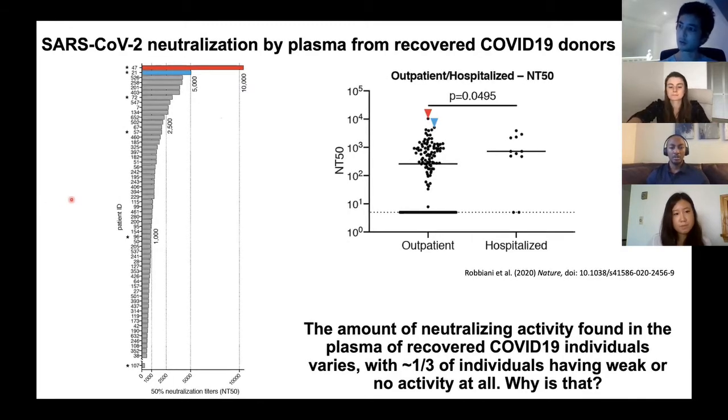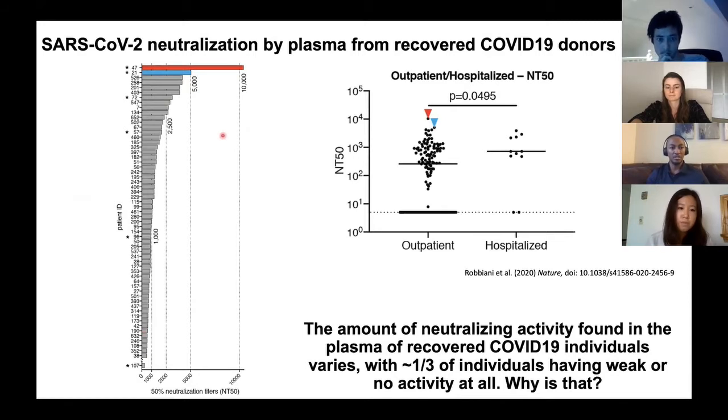So our collaborator at Rockefeller University, we collaborate with Michel Nussenzweig's lab at Rockefeller. And the lead on this project, Davide Robbiani, they actually characterized over 150 different convalescent SARS-CoV-2 individuals. And what was striking right away from this study that was published in Nature back in June was that there was a varying degree of convalescent activity.